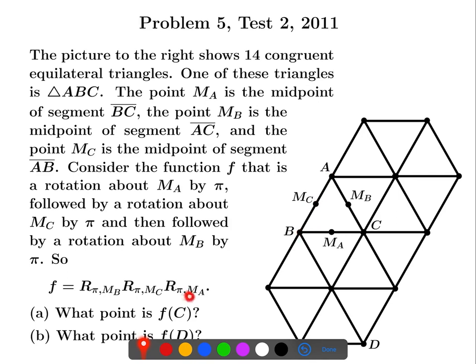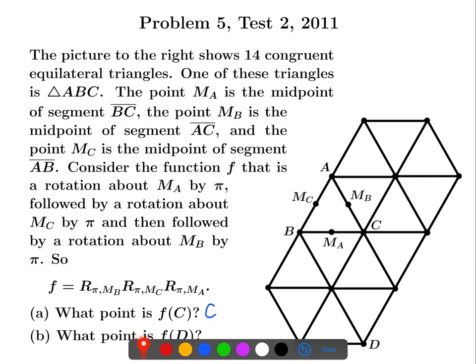And we want to do a rotation around M sub A by pi, followed by a rotation around M sub C by pi, followed by a rotation around M sub B by pi. So the first question is, what's f of c? So c goes around M sub A by pi, that'll go to B. Then around M sub C by pi, that will go to A. And then around M sub B by pi, so that will go to C. So C is going to B, to A, and then back to C. So the answer to this is C. So C gets mapped to C.